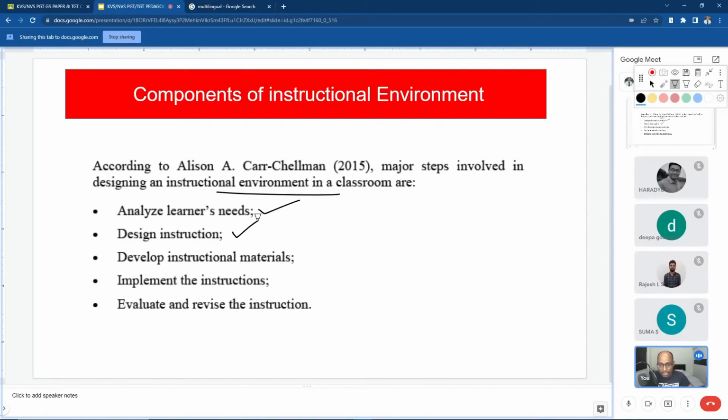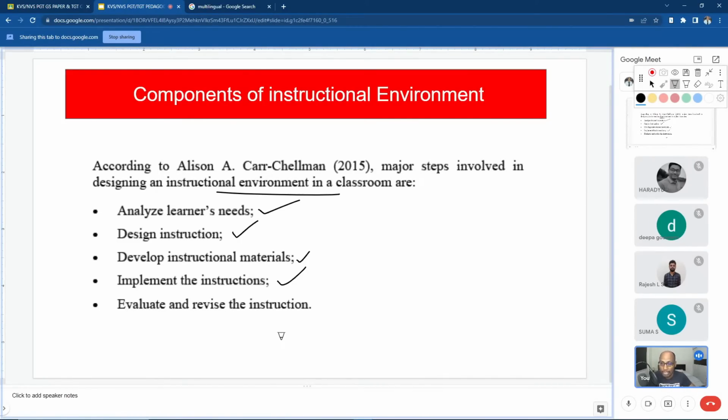Then design instruction according to the learner's requirement. We have to design the curriculum or syllabus or lesson plan. Then develop instructional materials like charts, maps, graphs, LCD projectors, all those things we have to develop. That comes under instructional materials. And implement the instructions. So okay, you have written the academic plan very well, you have prepared the lesson plan, unit plan, everything is there, but you are not using that instruction in the classroom. So we have to implement that instruction.